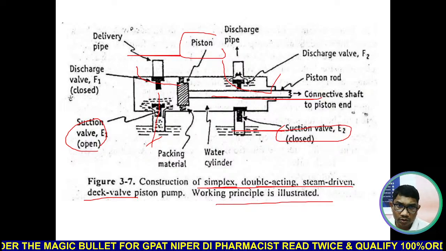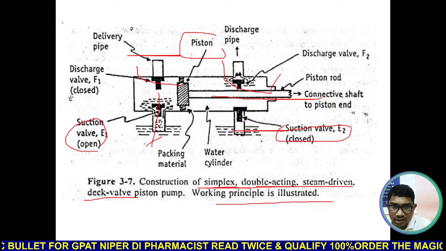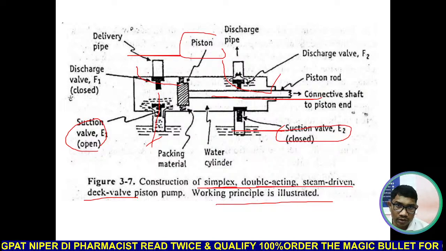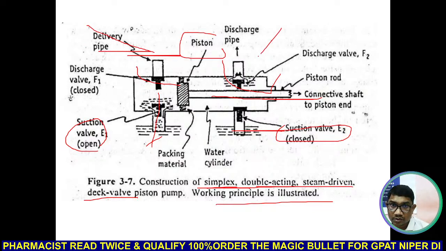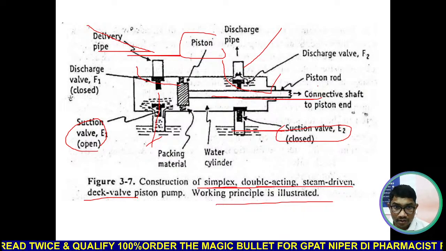So at one stroke, it will suck liquid or fluid into the cylinder by two valves, and at another stroke, it will discharge the liquid through these valves. So, double acting piston pump.